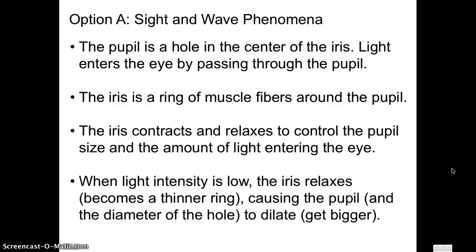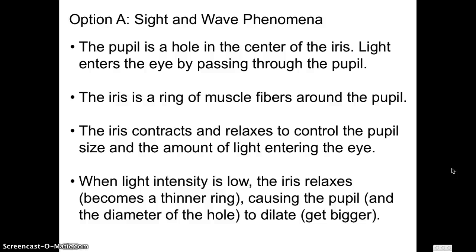When light intensity is high, we want to prevent lots of light hitting the eye because it gets too intense, too bright. And so what the iris does in that case is it flexes, it contracts, and then it expands toward the center of the eye, and it ends up blocking more of the light because the pupil, the hole, gets smaller.